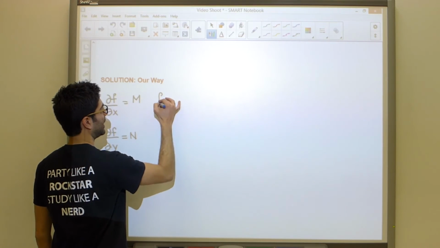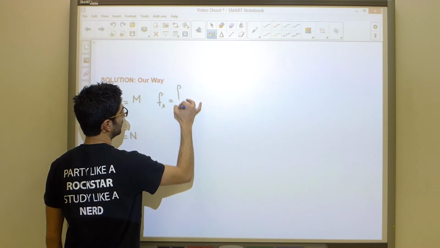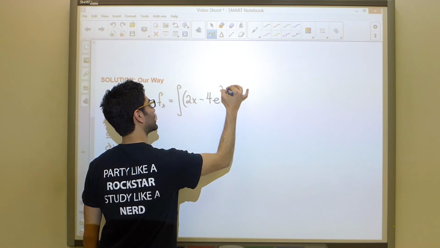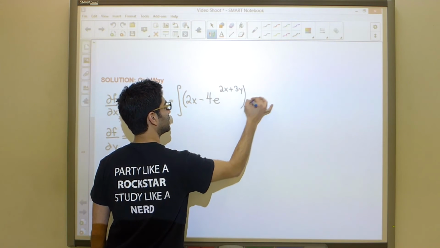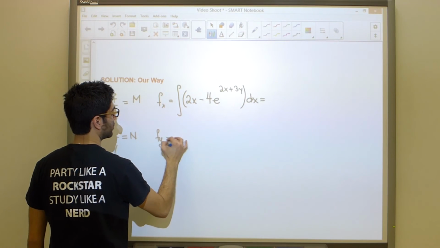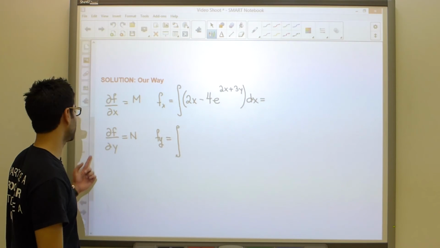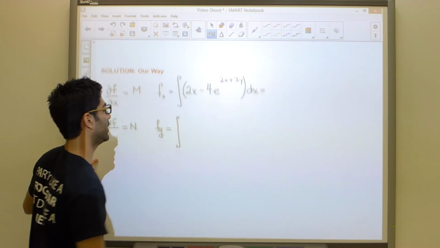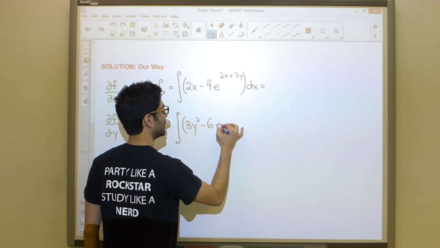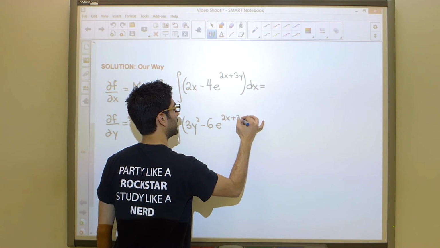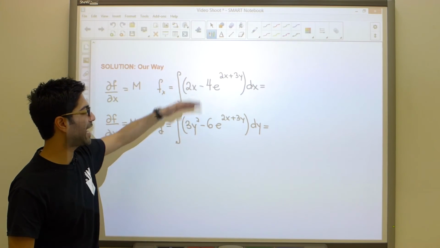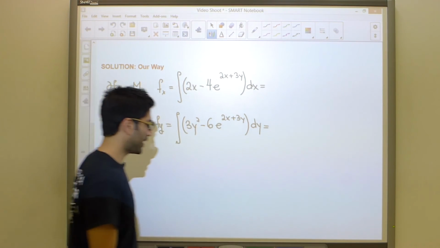So we're going to say, let's say fx is equal to the integral of 2x minus 4e to the 2x plus 3y. We'll get that answer. And here I'm going to say fy is going to be the integral of the second piece of the equation, which is 3y squared minus 6e to the 2x plus 3y. And we'll integrate this with respect to y. So we integrate the first and the second. Let's write our answers down.